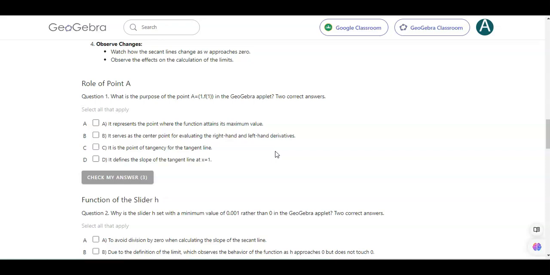Lastly, please check your understanding by answering all of the comprehension check questions in this applet.